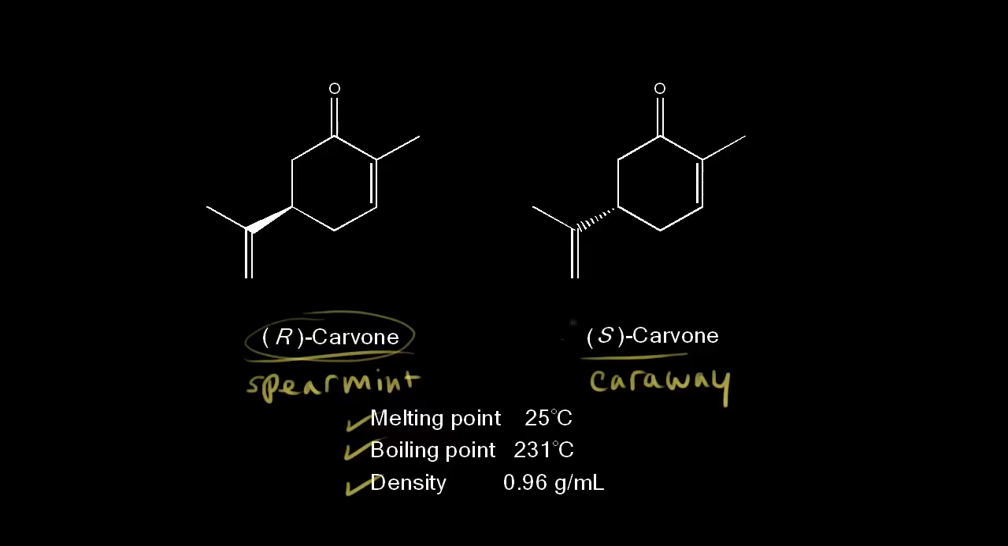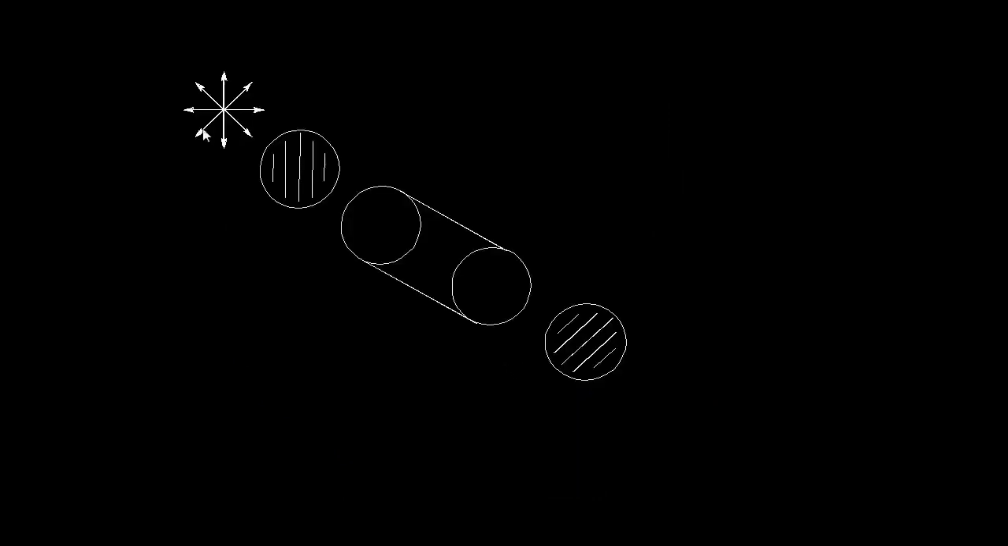Another important difference between these two enantiomers is their optical activity. Enantiomers exhibit different behavior when exposed to plane polarized light. So let's examine what I mean by that. Here we have our unpolarized light, which is usually from a sodium lamp, and normally we're talking about the D line of sodium with a wavelength of 589 nanometers.